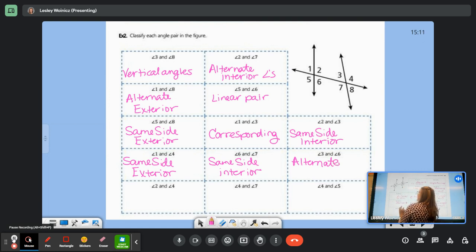Okay, 3 and 6. Alternate interiors. Okay.